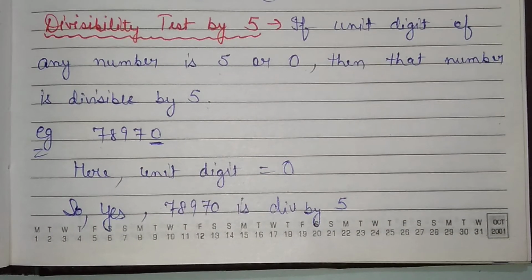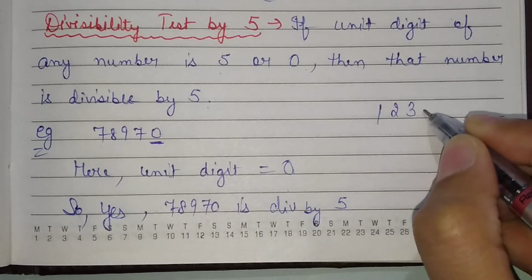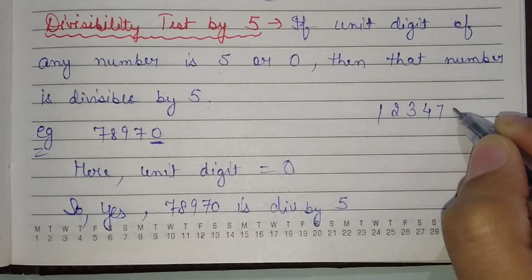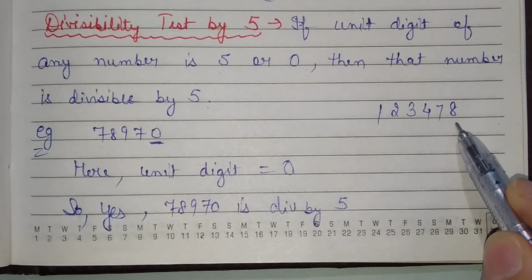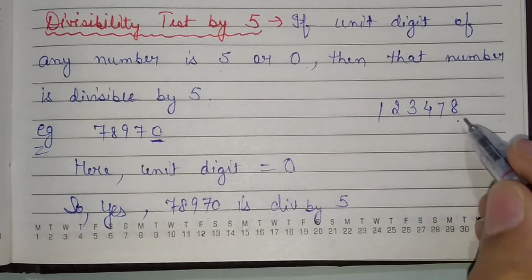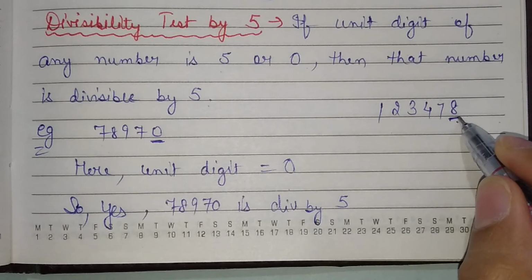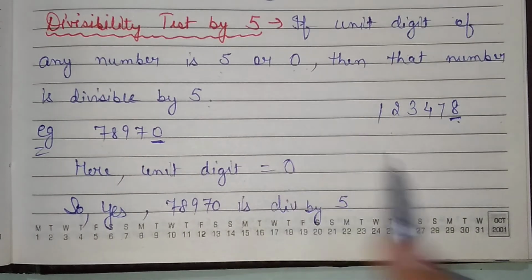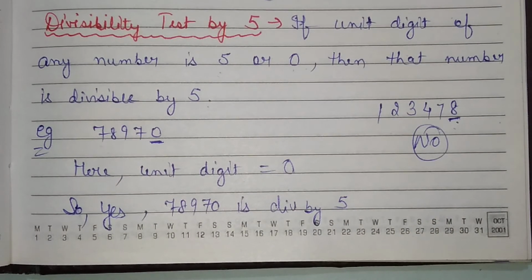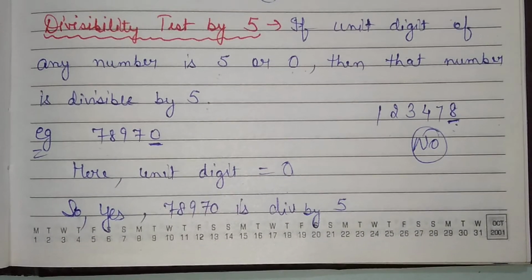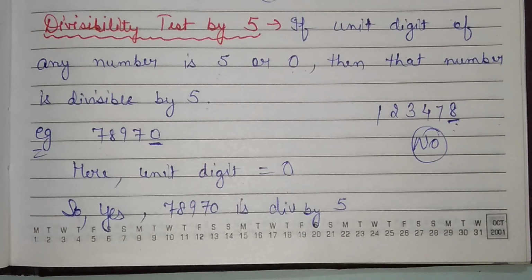Now let us take one more example just for better understanding. 123478. And somebody is asking whether it is divisible by 5 or not. What will I check? I will check the unit digit, that is the last digit, which is 8. 8 is not in the list, so we shall say no, it is not divisible by 5. I hope divisibility by 5 is also clear to you. For any suggestion, you are always welcome.